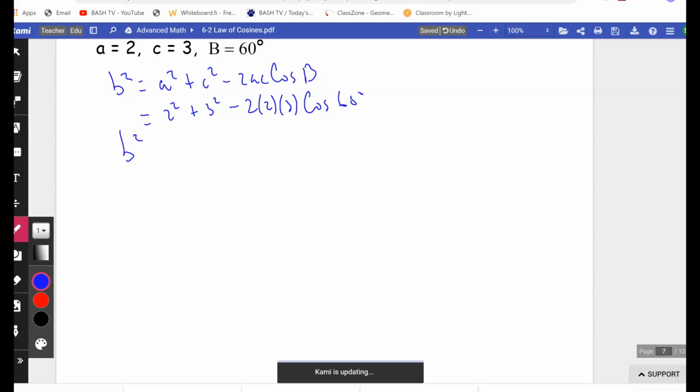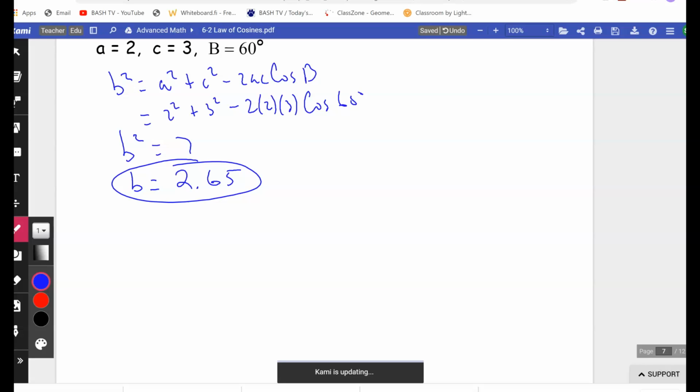Alright, so we get B squared is 7. Now, this is one of those problems where that is what you probably will write down, but remember, you got to take the square root of that. So square root of 7 gets me about 2.65. So there's B.